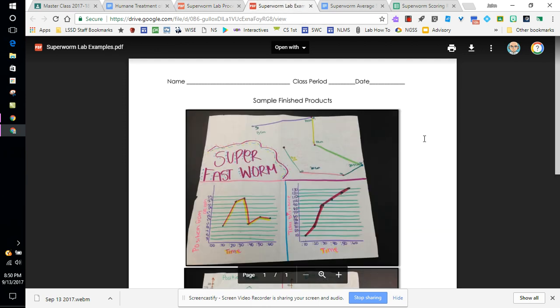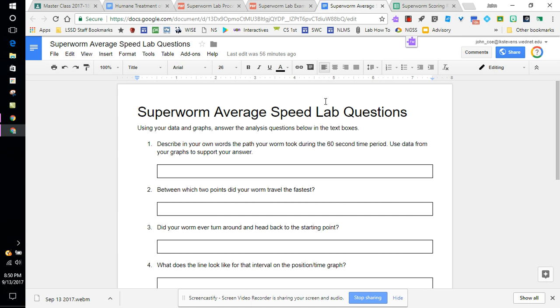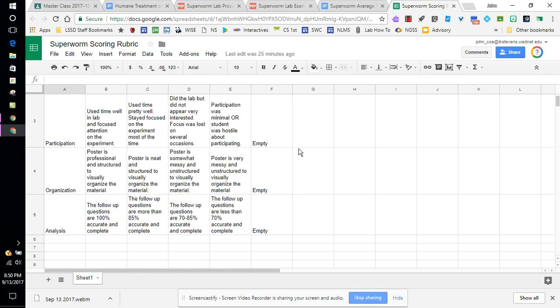Here are some examples of what a finished product is going to look like in terms of the experiment or lab procedure. After you fill in your version and you collect data with your group, there's some analysis questions that you're going to complete by filling in your group's answers in the blanks. Each person in the group is going to need to complete this. And then overall, you're going to be scored with a four-point rubric that includes your data, your participation, your organization, and those analysis questions.